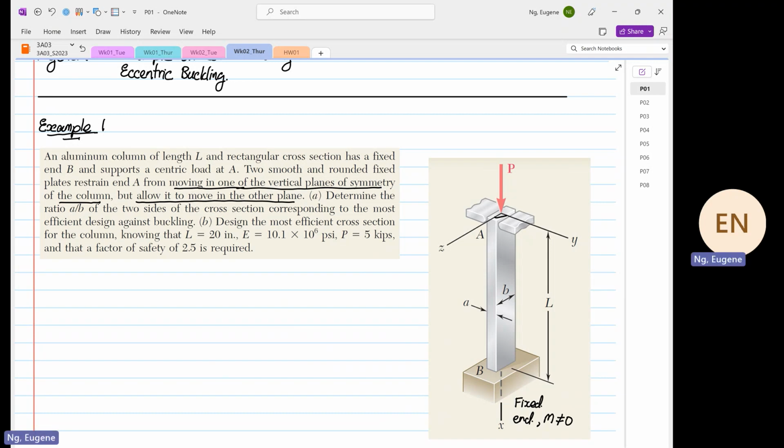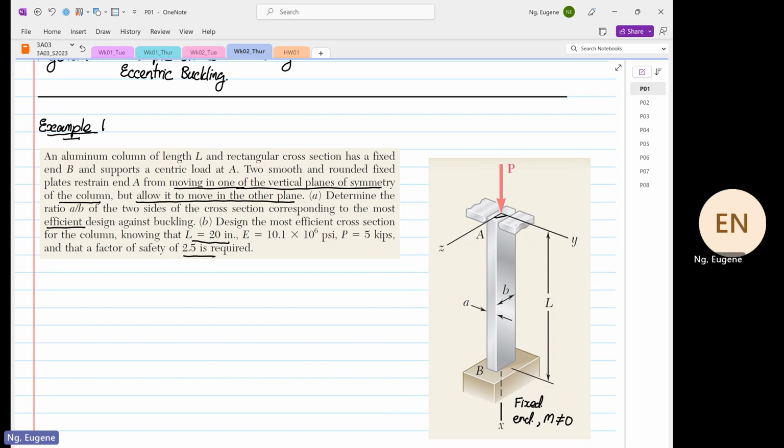Determine the ratio A to B of the 2 sides of the cross section corresponding to the most efficient design against buckling. We will later describe what they mean by efficient design. So design the most efficient section of the column, knowing that the length L is equal to 20 meters, Young's modulus is 10.1 times 10 to the power 6 psi, the load is 5 kilo pounds, and there's a factor of safety of 2.5.